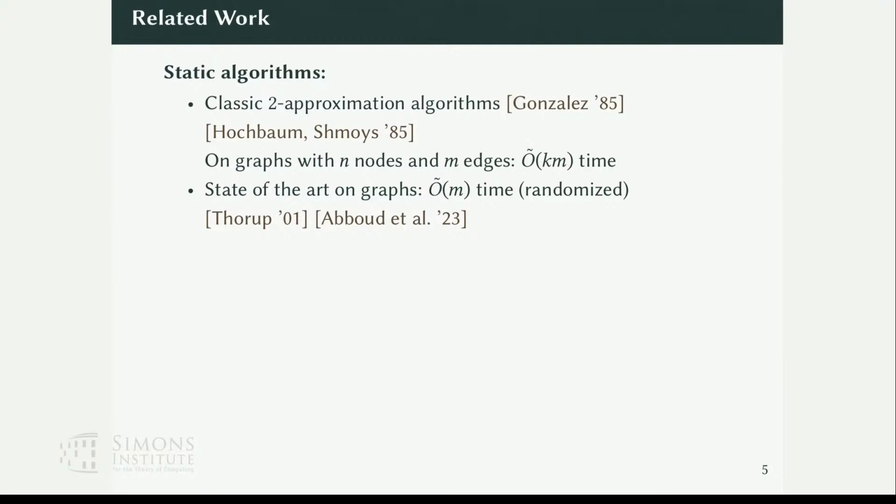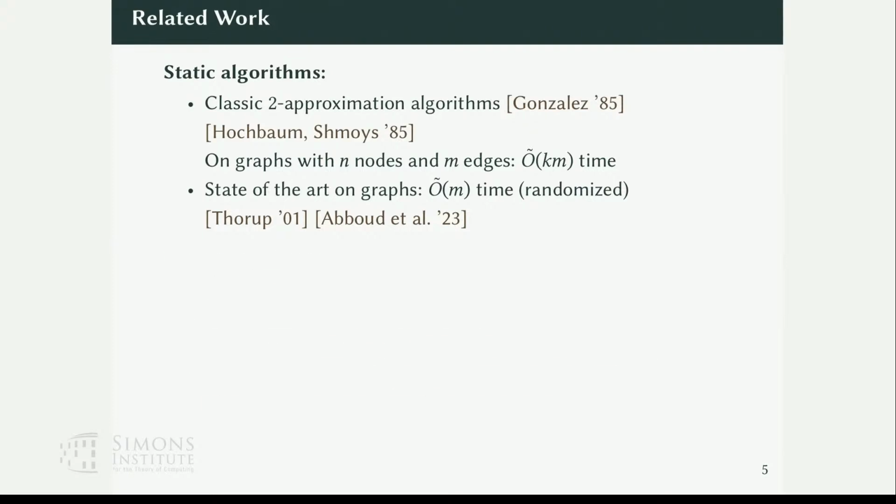And there has been very nice work on graphs where you can get rid of this factor k. We showed how to do this with a randomized algorithm in nearly linear time. And then there's a nice recent paper that shows how, by a nice view of randomization, you can also do this in linear time with an arguably simpler algorithm.